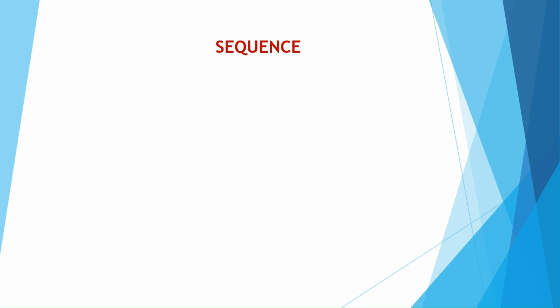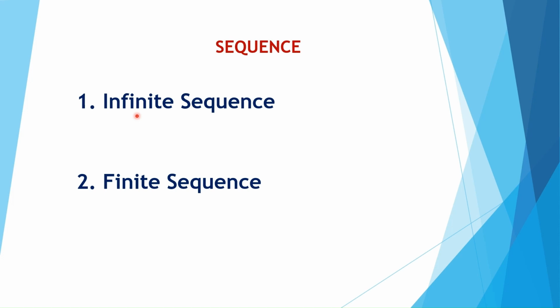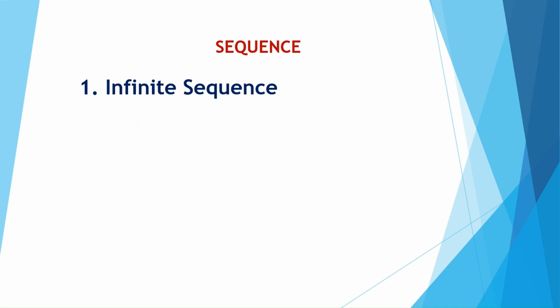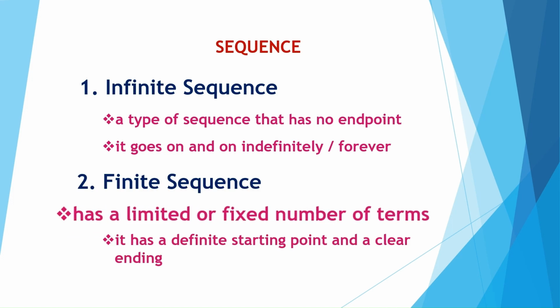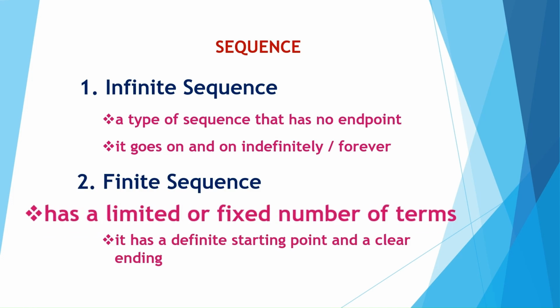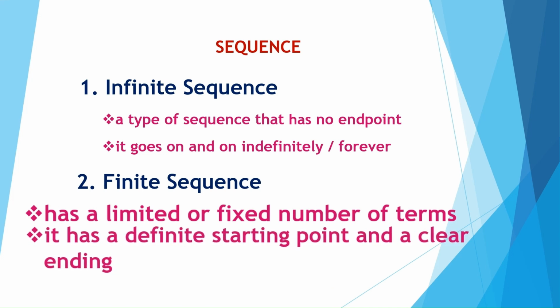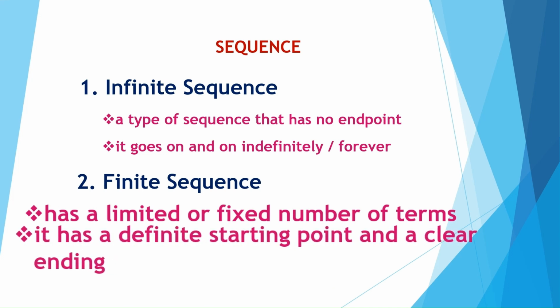Sequences may also be classified according to their duration or length. Hence, a sequence may be infinite or finite. Infinite sequence is a type of sequence that has no end point. It goes on indefinitely forever. Finite sequence has a limited or fixed number of terms. It has a definite starting point and a clear ending.